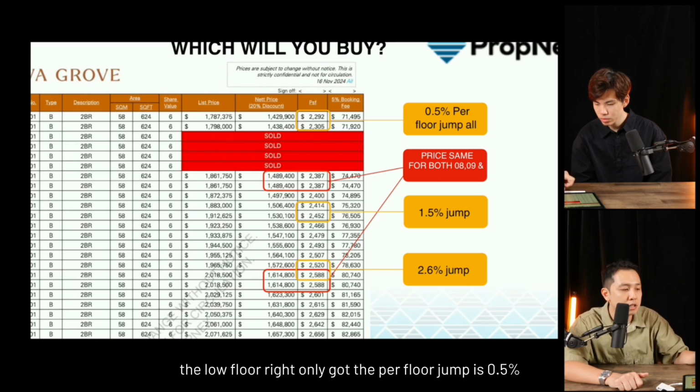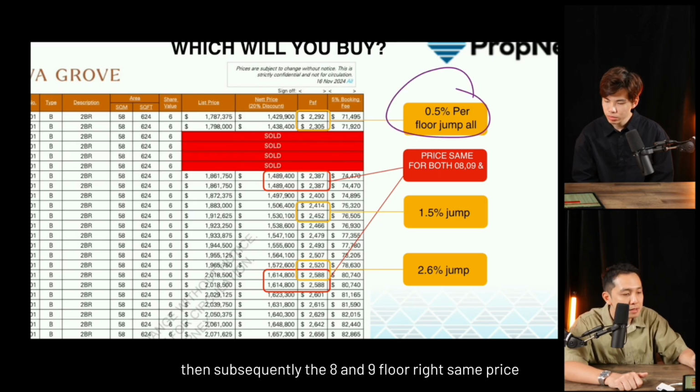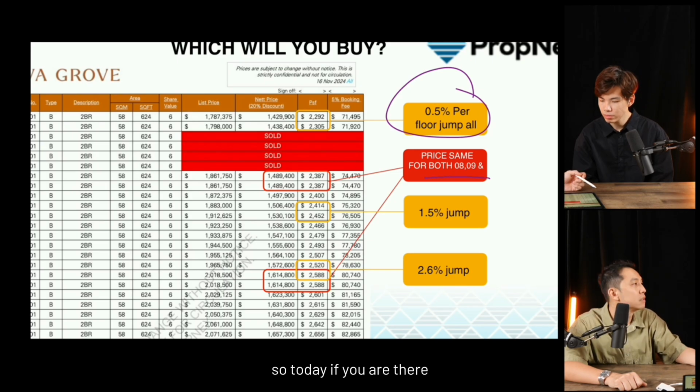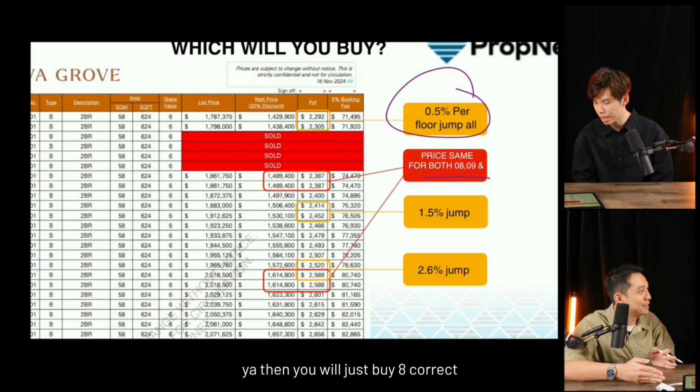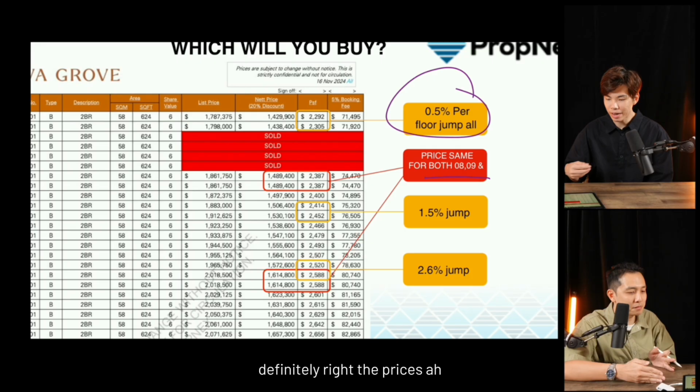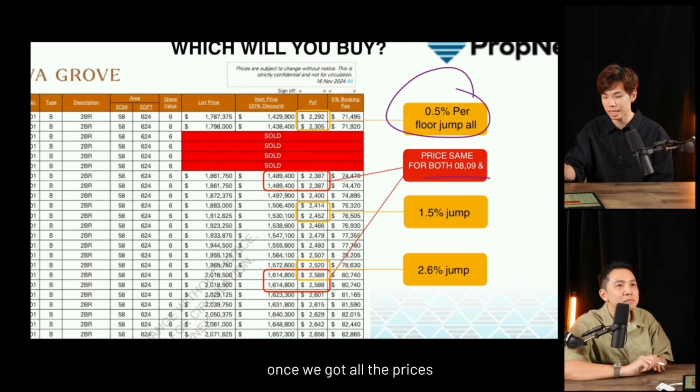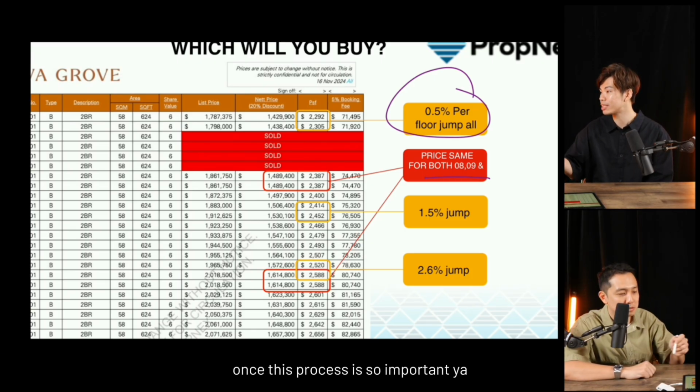The low floor only got per floor jump of 0.5%. Then subsequently the 8 and 9 floor same price. So if you never choose the 8 or never choose the 9, you will never know the 9 and the 8 is the same price. Then you will just buy 8. Then someone at the 9th floor buys the same price as you. Definitely. Once we got all the prices, we need to be able to analyze why this process is so important.